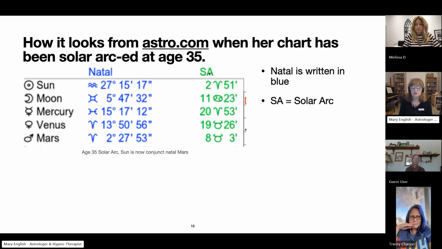This is what we call solar arcs. The natal is written in blue. The solar arc is written in green. You've got 2 degrees, and her Mars is 2 degrees. Forget the minutes. Okay, we've got 2 degrees. That's what we're looking for when the numbers match up. And Mars is a male planet, because you know all of that because you've learned astrology.